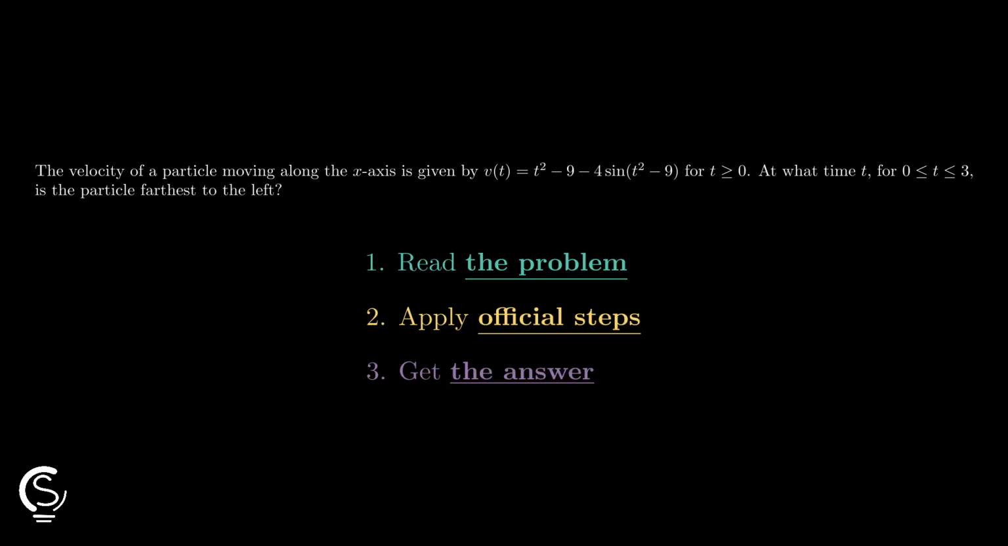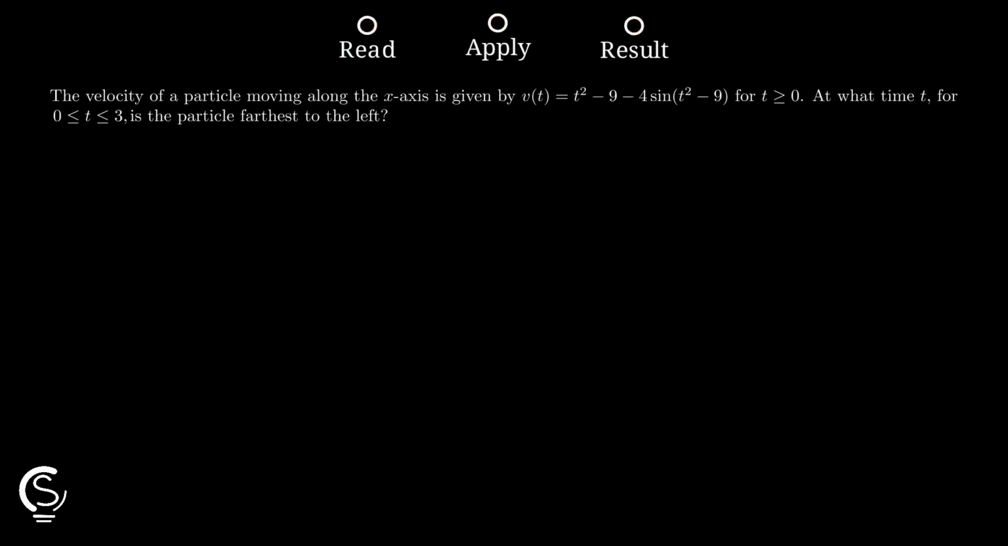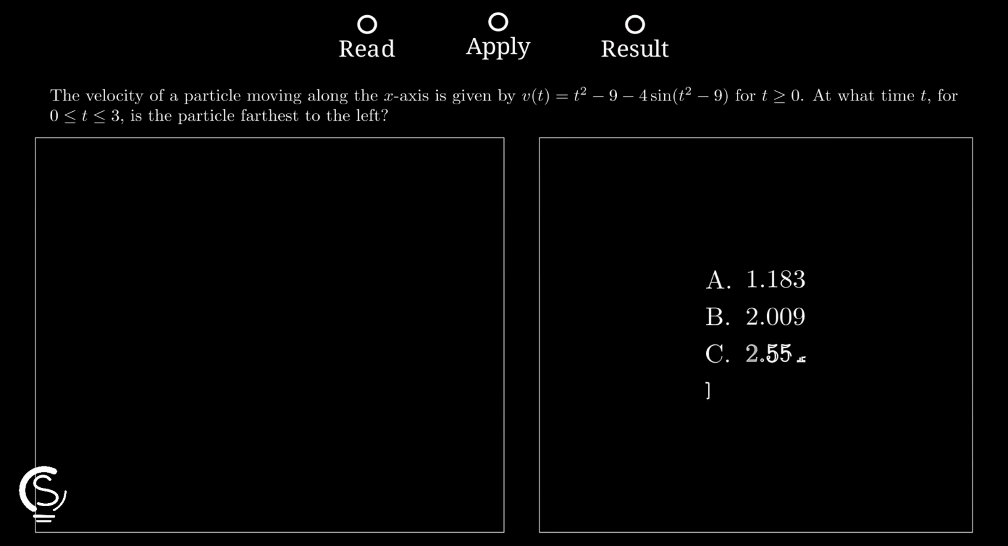Finding the farthest left position of a particle means we need to minimize the position function by analyzing the velocity over the given time interval. The particle reaches its leftmost point when the position function is at an absolute minimum. We must check the endpoints of the interval and any critical points where velocity equals 0.